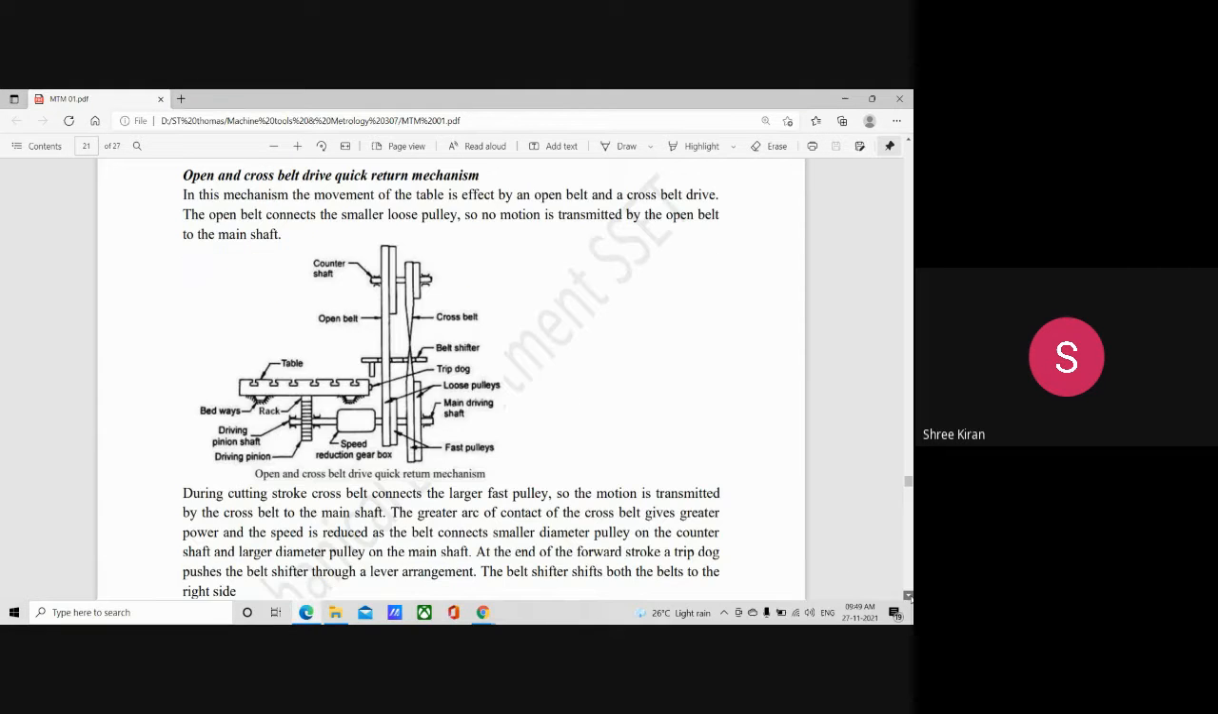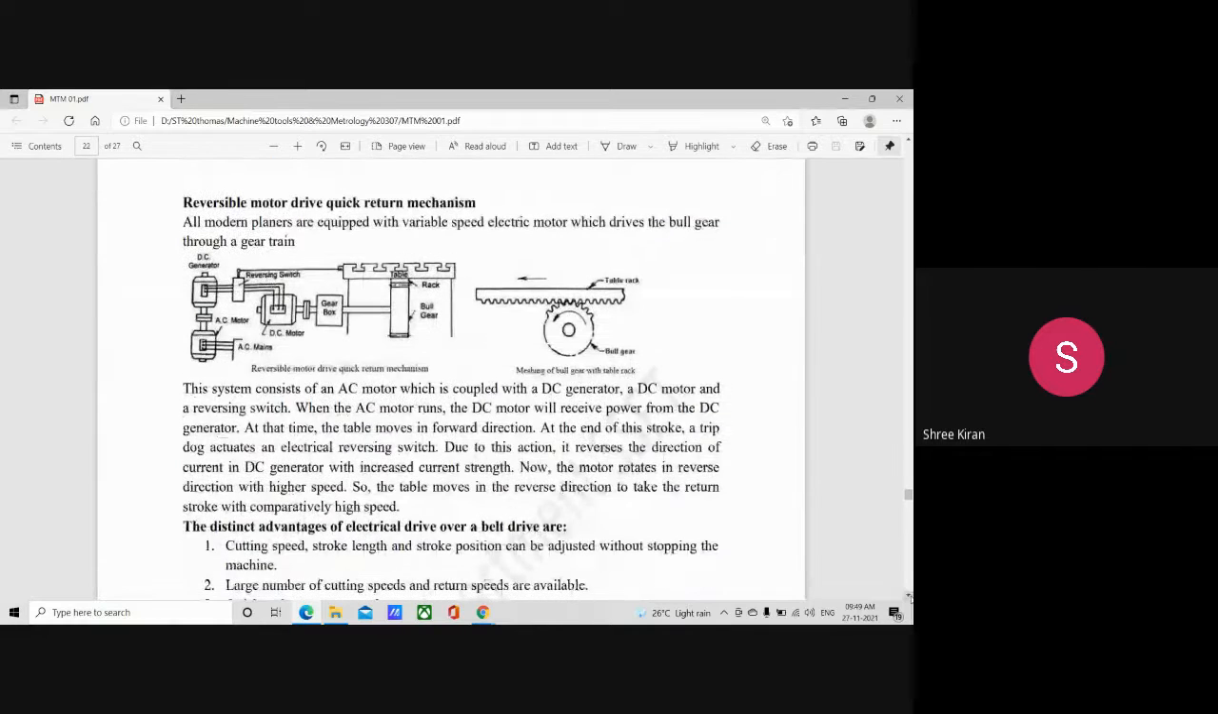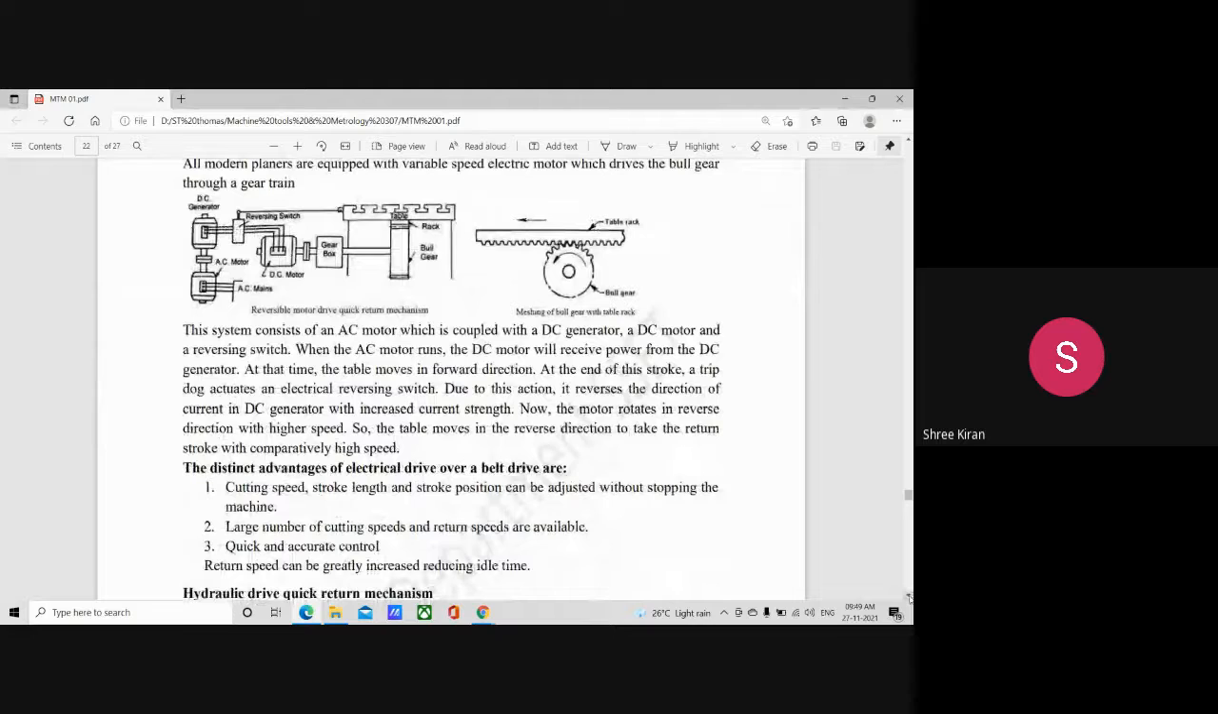Now in the second case, it is a reversible motor drive quick return mechanism. Here is the figure of the reversible motor drive mechanism, and here we have a bull gear arrangement.